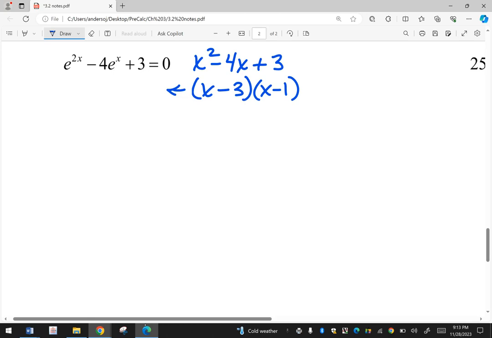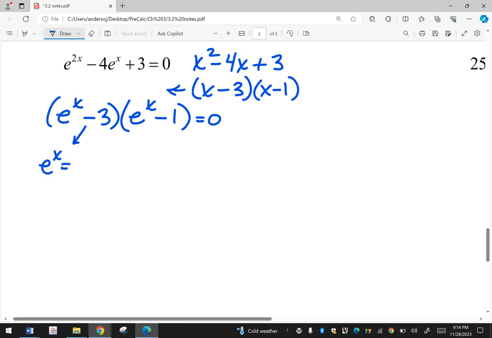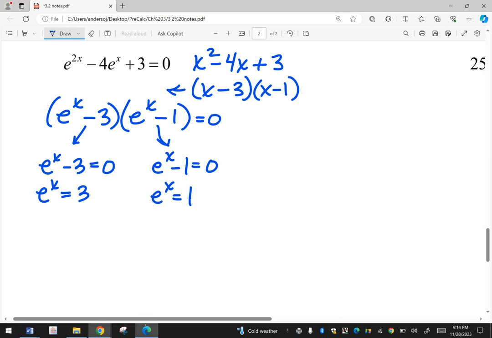So if I were to convert this back over, I would have e to the power of x minus 3, and I would have e to the power of x minus 1. So if you think about how you might factor a quadratic, you would do the same thing with this. Again, that equals 0. And now essentially I have two mini equations that I can solve. e to the power of x minus 3, and over here e to the power of x minus 1. And then I can solve this, e to the power of x, and I'll use ln to solve both.